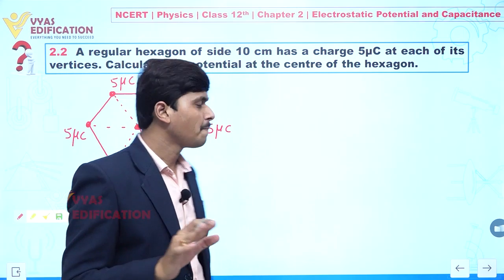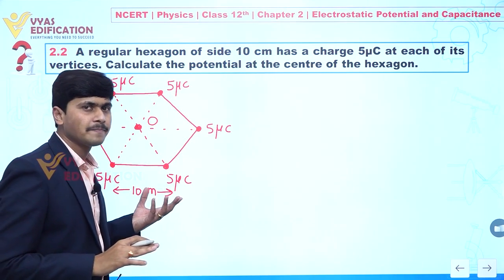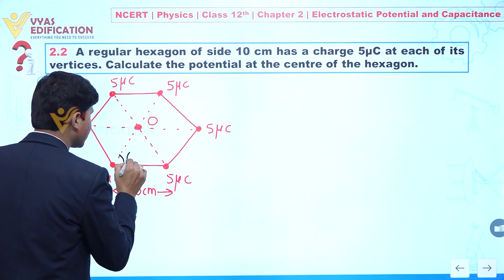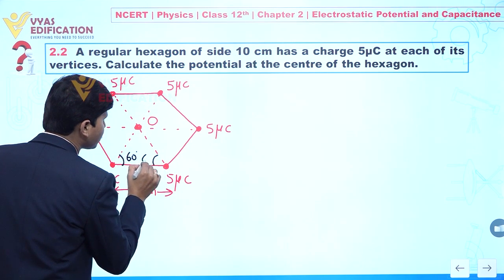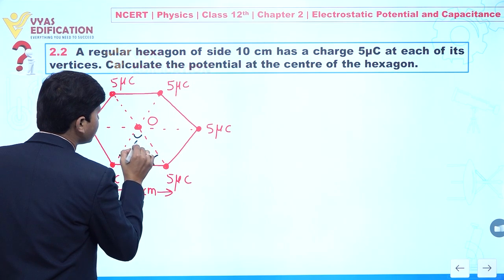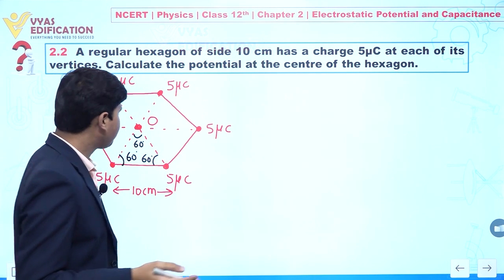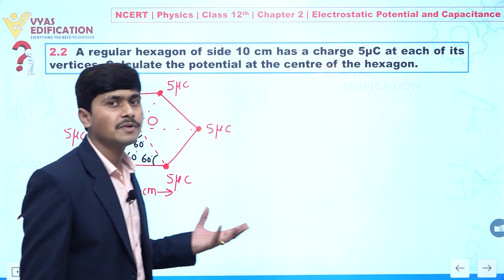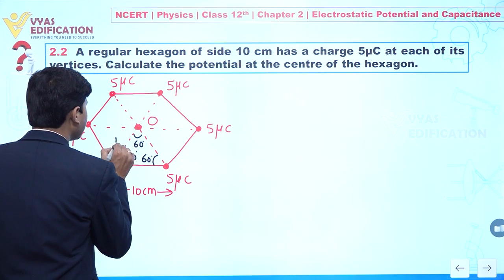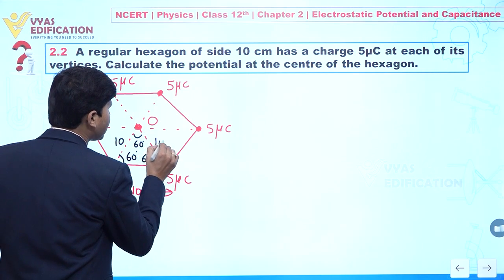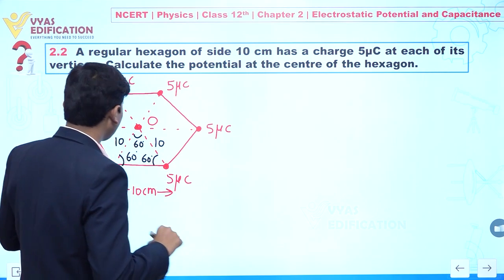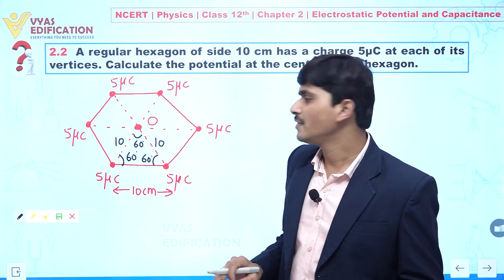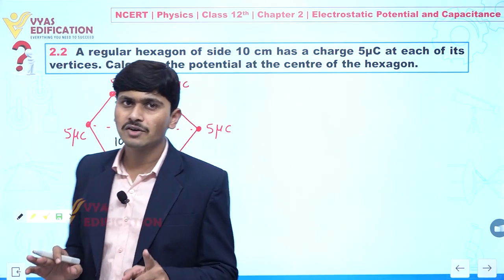Now listen carefully, if this is a regular hexagon, we can say this angle is 60, this angle is also 60, this is also 60, yes or no. It means if this side is 10 centimeter, this can form an equilateral triangle. So this is also 10, this is also 10. So the distance of the center from each charge we are getting is 10 centimeter, yes or no.